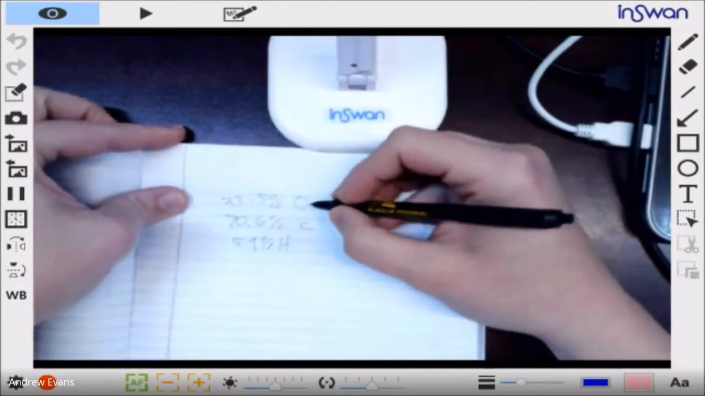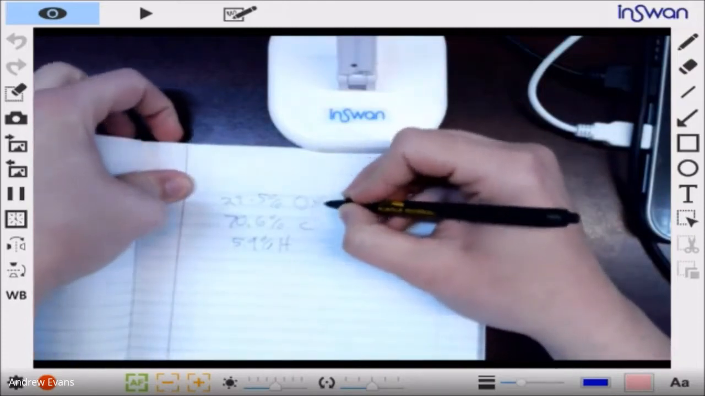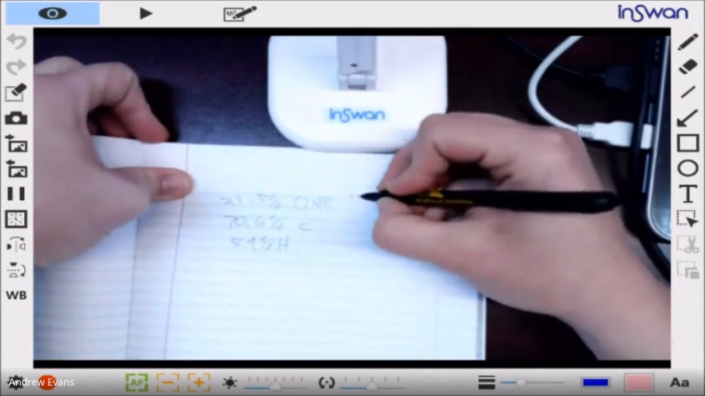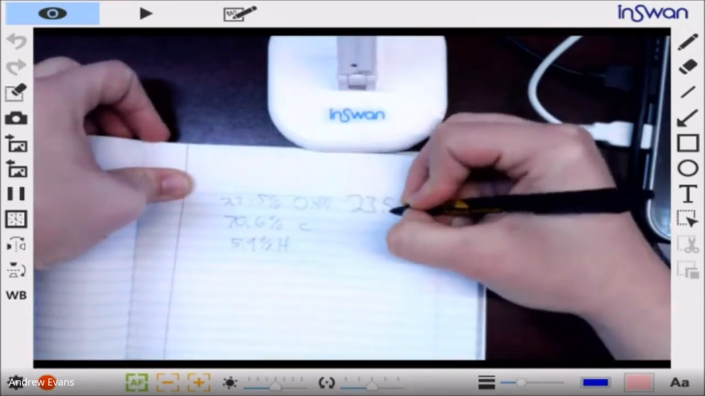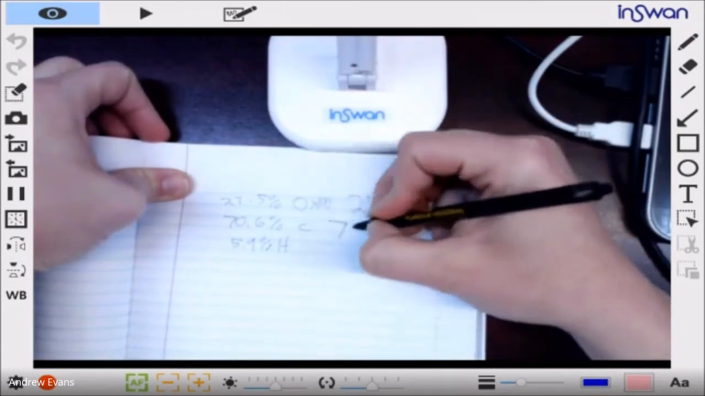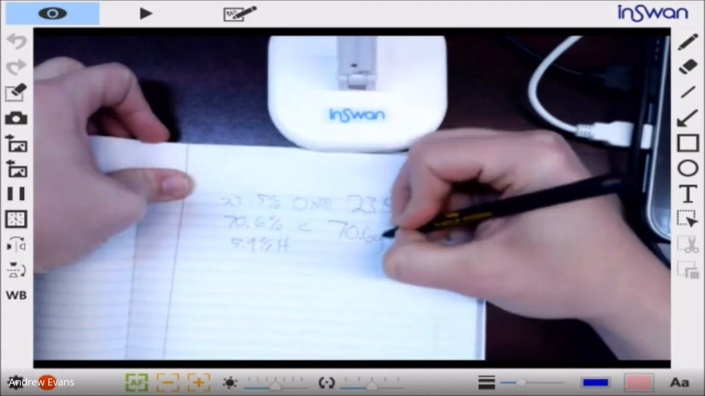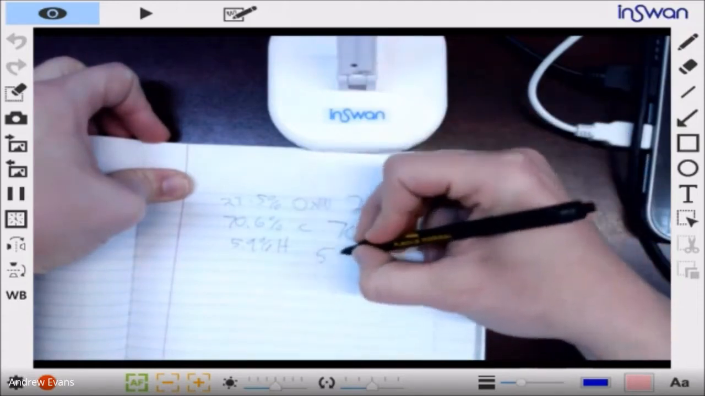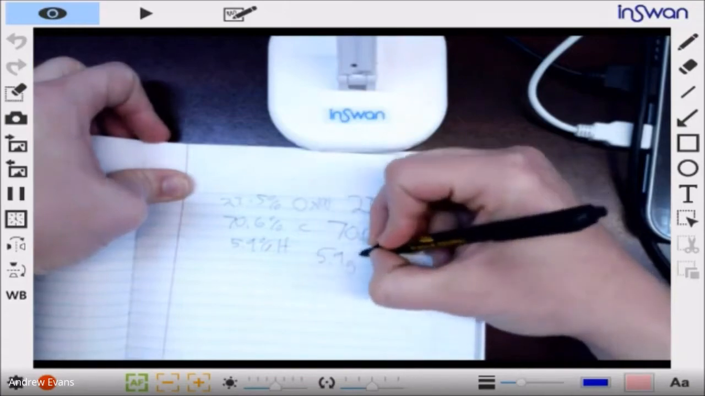Any percent times 100 grams is going to make this 23.5 goes to 23.5 grams of oxygen. That's going to make 70.6 grams of carbon. And it's going to make 5.9 grams of hydrogen.